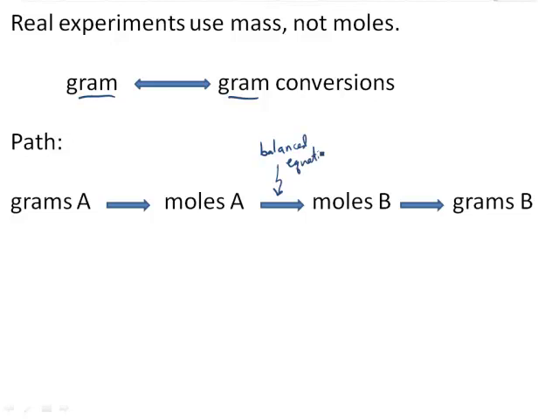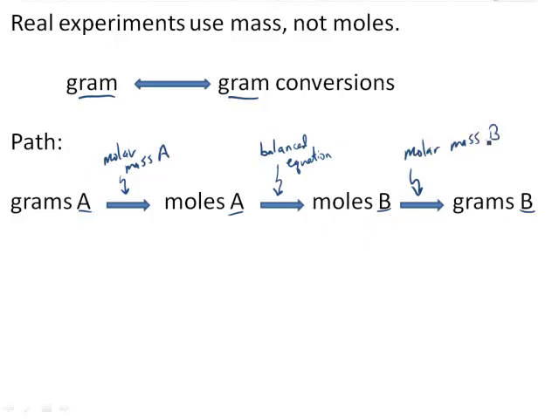The balanced equation is our key, our conversion factor to get from moles of one species to moles of another species. These A's and B's are like molecule A and molecule B, two different molecules involved in the reaction, either reactants or products. To get from the grams of A to moles of B, you first use the molar mass of A. So the molar mass of A gets you from grams of A to moles of A. Once you know the moles of A, you can figure out how many moles of B, using the balanced equation. Once you know the moles of B, you can figure out the grams using the molar mass of B.